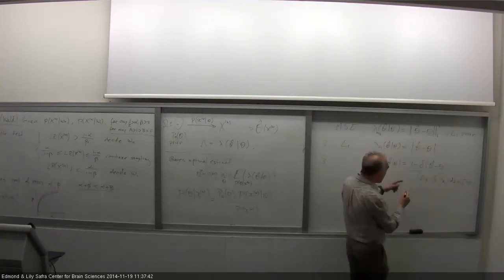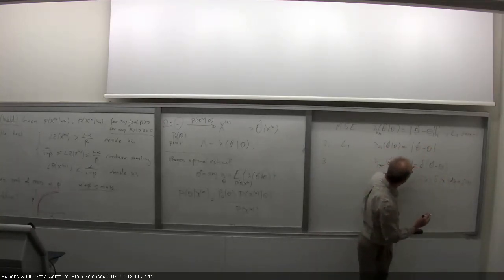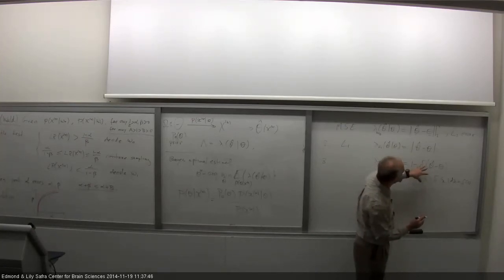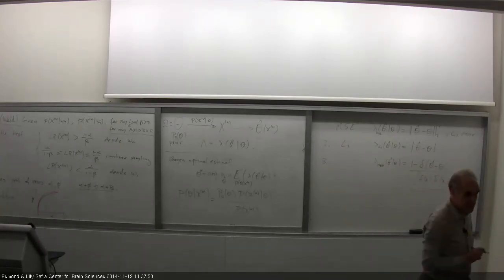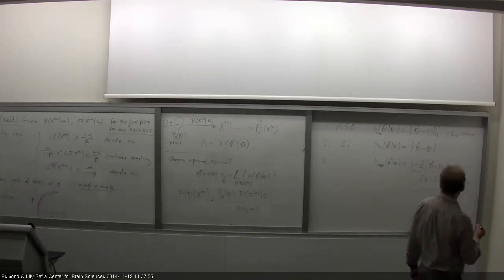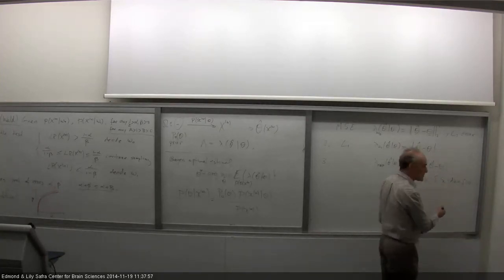So in this case, it means that it's going to be infinite, in some sense, whenever theta prime is not theta. But it doesn't make sense without this integration. So for example, the integral of delta itself is 1. Okay?